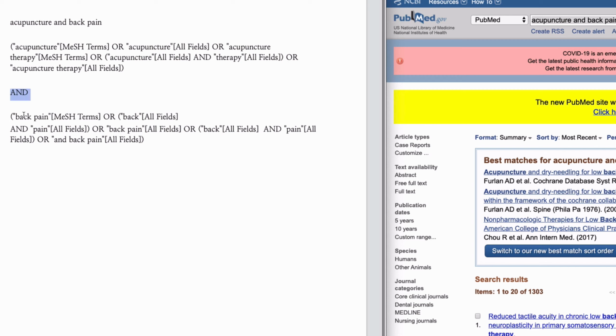And how about the back pain part? Back pain MeSH term or back and pain, each of them in all fields. So it will increase the sensitivity greatly. So the retrieval rate will be very high with this query. And back pain all fields with a quotation mark, or back and pain all fields and all pain. Oh, it's interesting. So they even found and back pain. So quite different from what you actually intended.